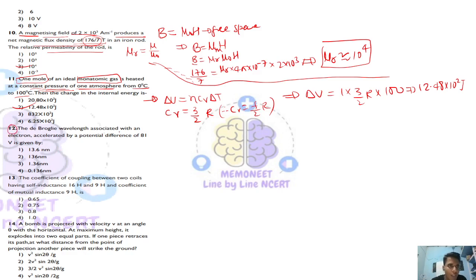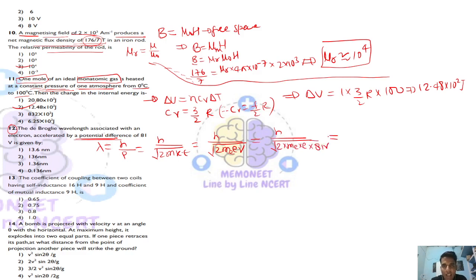The de Broglie wavelength associated with an electron. Here we know that lambda equals h upon p, which is h upon under root of 2m times kinetic energy. As it is talking about the potential difference, kinetic energy is e times V. Here you can put the values. This is the rest mass of the electron. This is the Planck constant, 6.604 into 10 to the power minus 34. This is the charge of the electron and the potential is 81 volt.